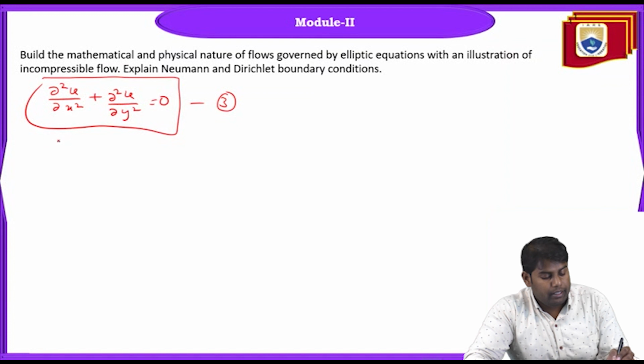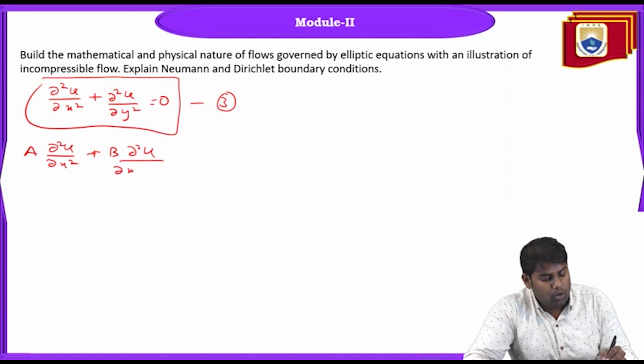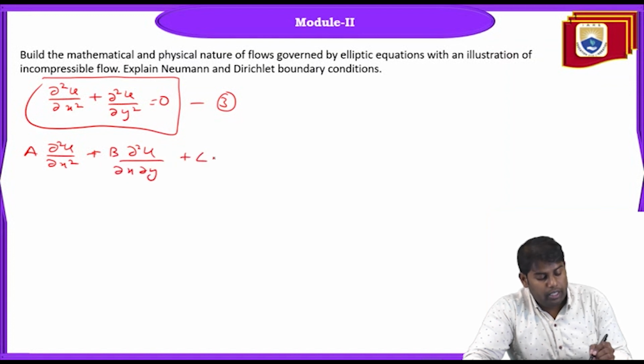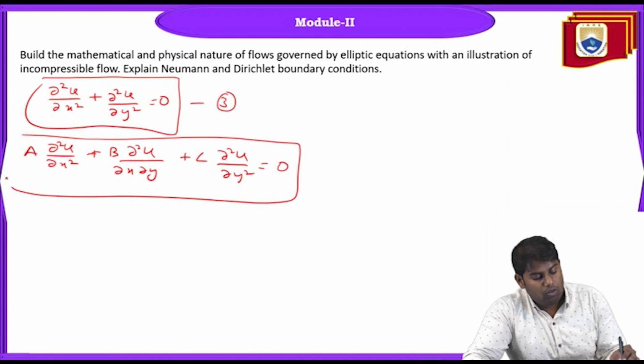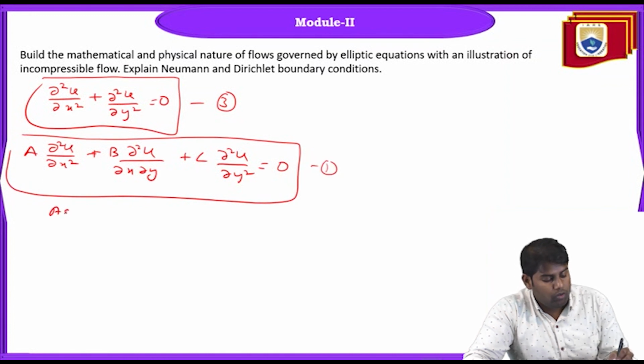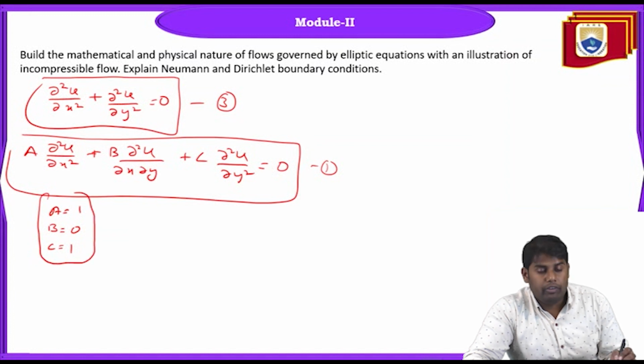Okay, let us write equation 1 again here. So a into ∂²u/∂x² plus b into ∂²u/∂x∂y plus c into ∂²u/∂y² is equal to 0. Let us take this as equation 1. Compare 1 and 3. So what happens? a is equal to 1, b is equal to 0, c is equal to 1. Okay, so this is what we have.